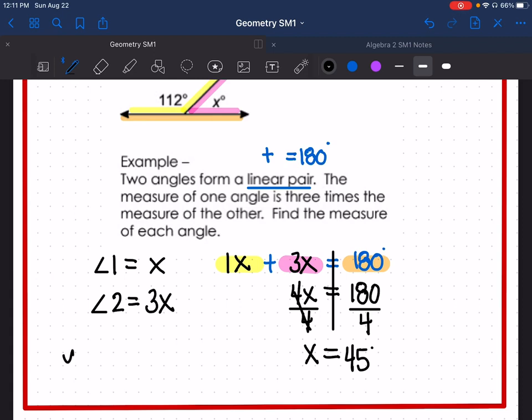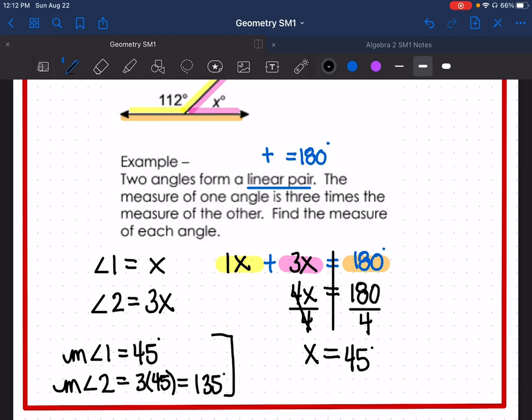So if I come back over here, I could say the measure of angle 1 equals 45 degrees. And to find the measure of angle 2, I'm just going to multiply 3 times 45, which gives me 135 degrees. These would be the answers to the question. Let's box them in.